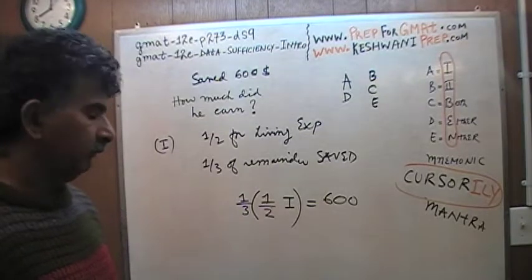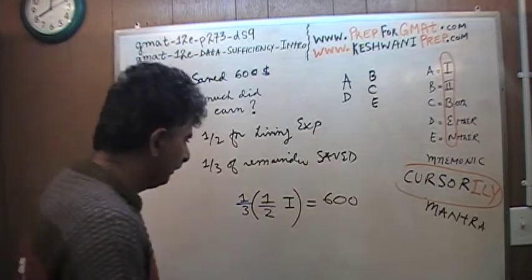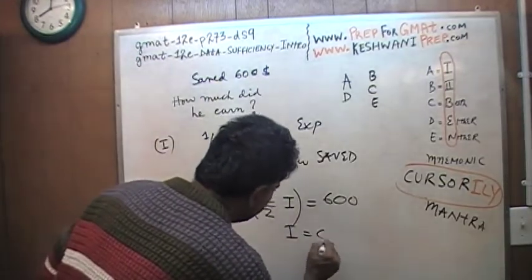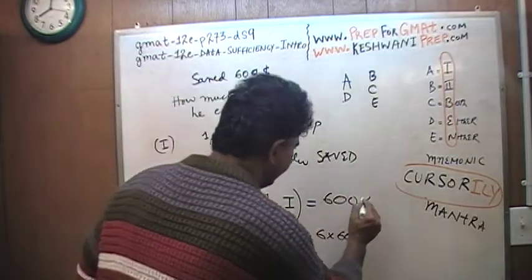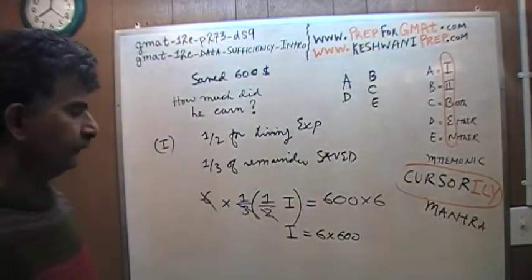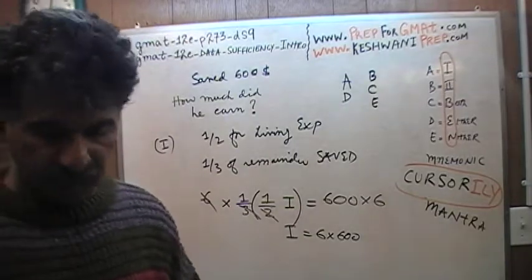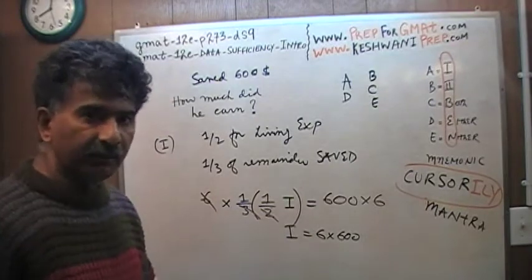And of course we can solve this equation for I, the income. Very easy. We don't have to do it in the real exam, but it can be done. Multiply both sides by 6 and you're done. I must be 6 times 600, because if I multiply this side by 6 and this side by 6, this 3 and this 2 will cancel out. There you go. So the bottom line is, it can be done. I'm doing this part just for learning purposes, nothing else.